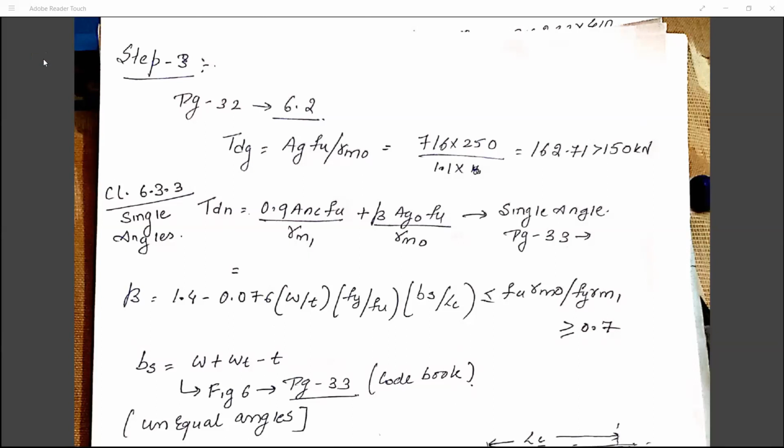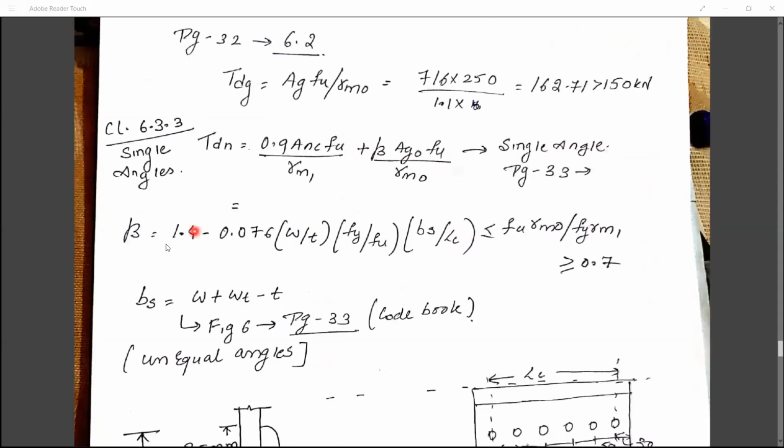See, now next what we need to do. I have shown this just for 2 minutes because you can check the formula here. So now go to clause number 6.3.3, single angles. Tdn is 0.9 Anc fu by gamma m1 plus beta times Ag0 fy by gamma m0. For single angles, check that beta is equal to 1.4 minus 0.076 w by t fy by fu bs by Lc, which is less than fu by gamma m0 by fy by gamma m1, which is more than 0.7.